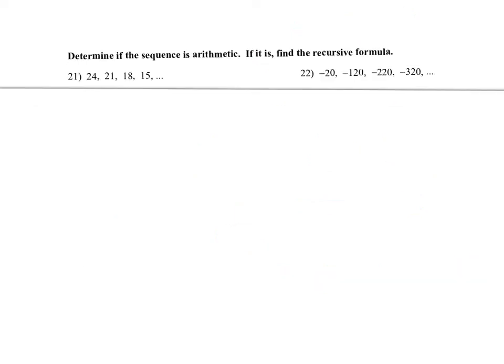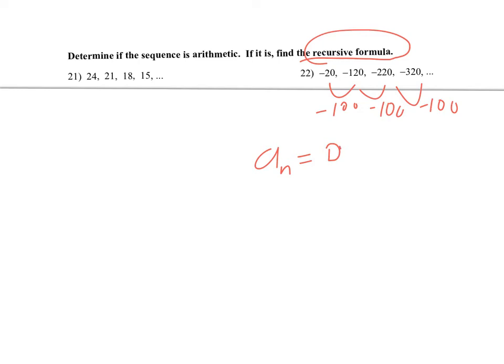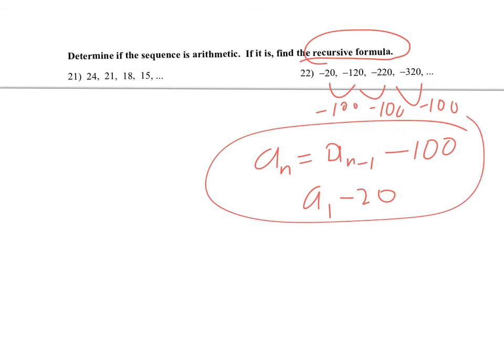All right, next up again here, they're asking us if it's arithmetic. So this one I see it's a minus 100 pattern. So that looks like it is arithmetic there. And then if it is, find the recursive formula. So recursive formula, I always build it as a sub n equals a sub n minus 1. So it's saying to get the next term, I take the previous term, and then I just describe the pattern. So this pattern is a minus 100 pattern. Now also for the recursive formula, we need the given. So I'm going to say a sub 1 is negative 20.